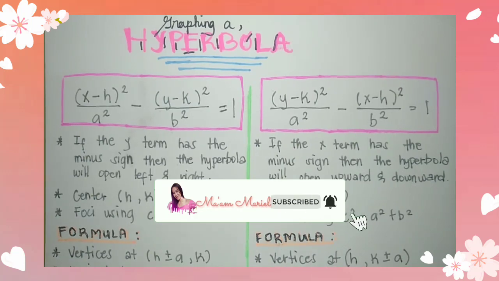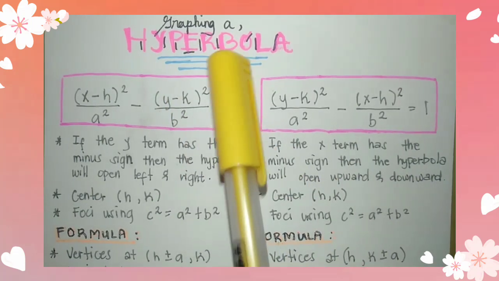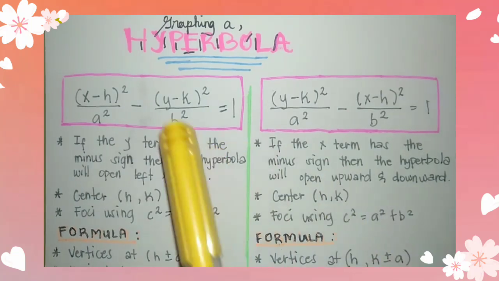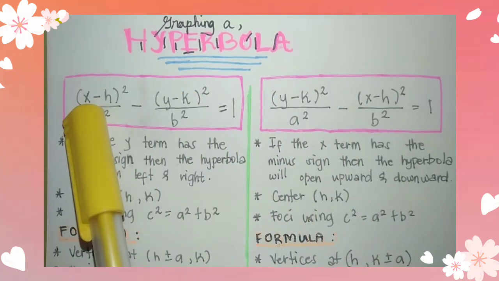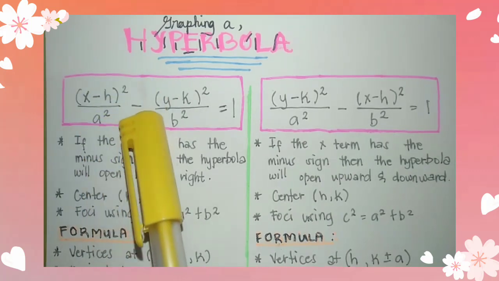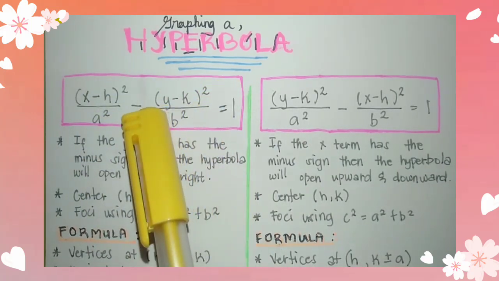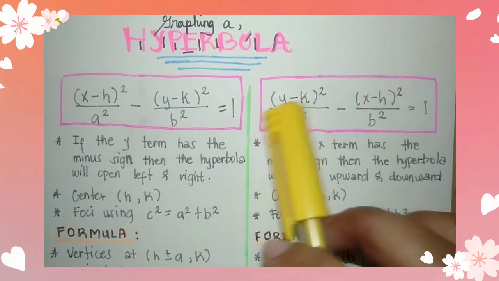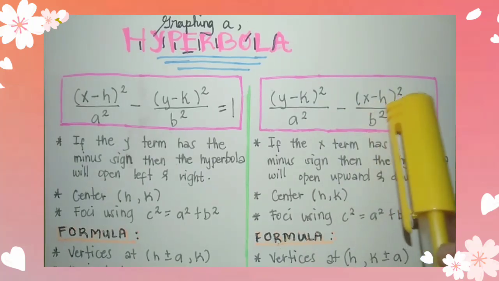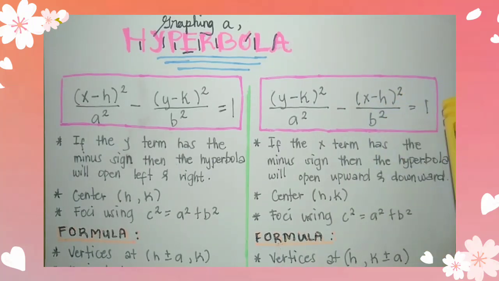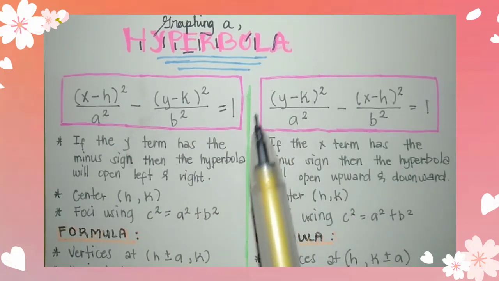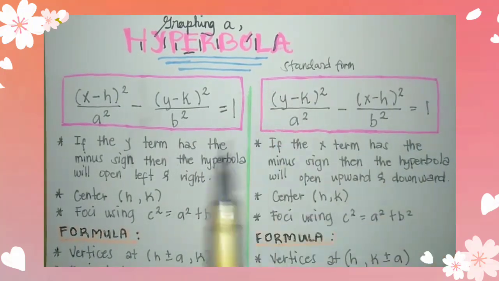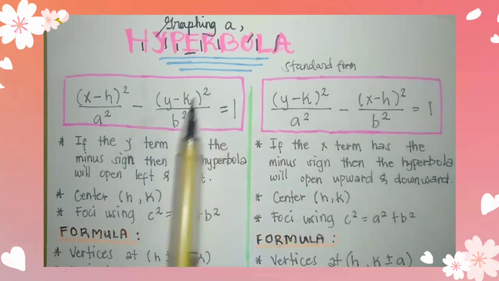So for this video, we're going to discuss all about graphing a hyperbola. And in graphing a hyperbola, we have here two equations. First is (x minus h) squared over a squared minus (y minus k) squared over b squared is equal to 1. And the second one is (y minus k) squared over a squared minus (x minus h) squared over b squared. So this graphing a hyperbola is for grade 11 pre-calculus. Okay? So ang tawag sa equations natin is the standard form of the hyperbola. So ito yung standard form, itong dalawa na to, no?